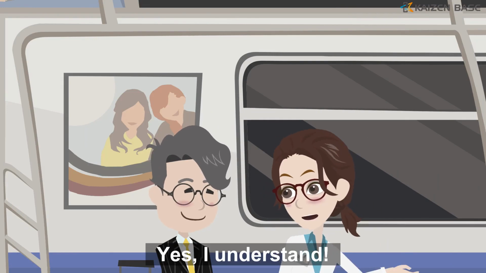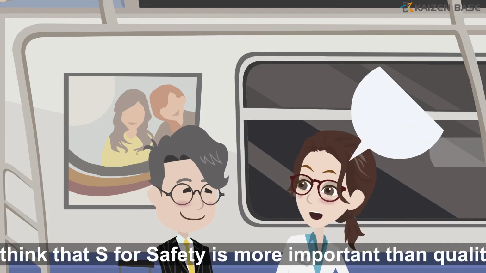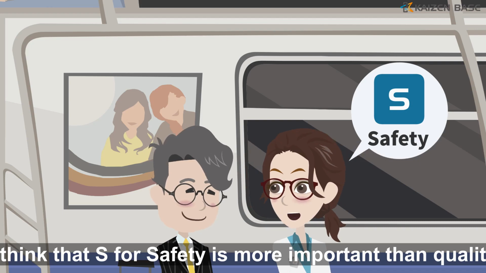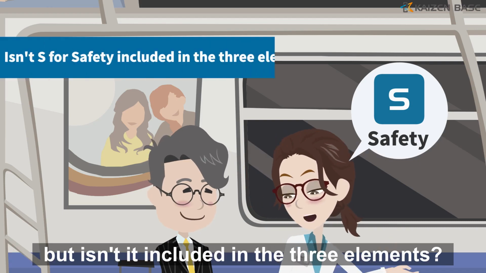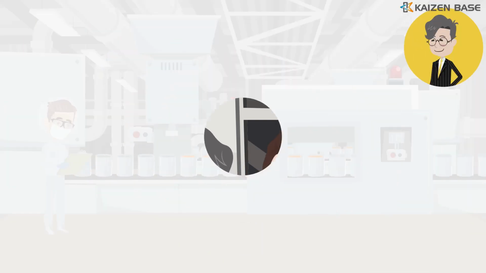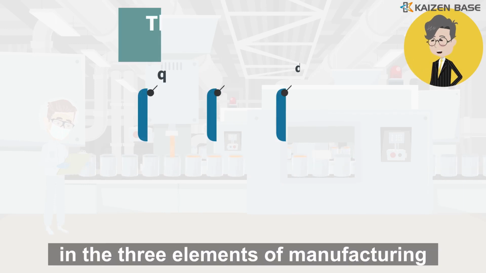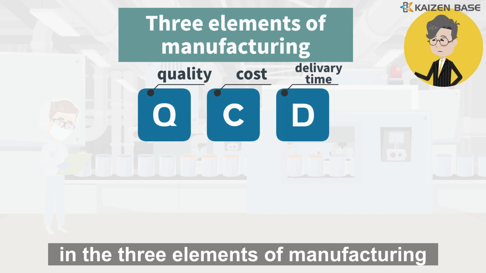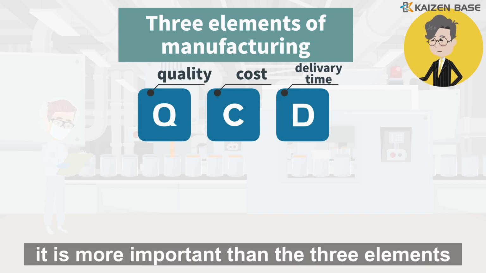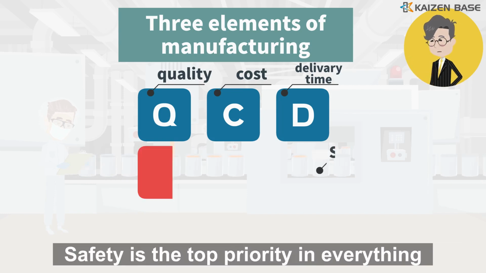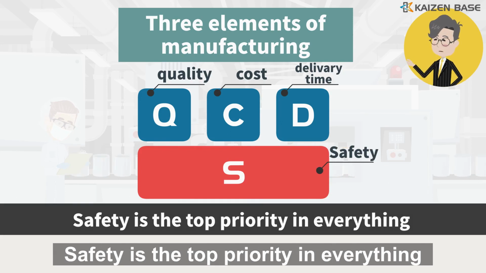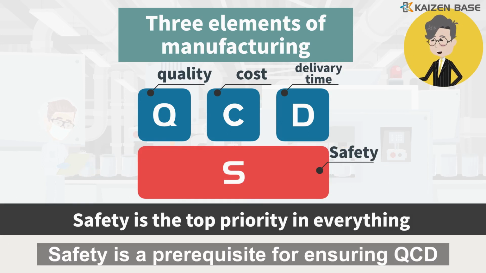Yes, I understand. By the way, I think that safety is more important than quality, but isn't it included in the three elements? That's a good question. Safety is not included in the three elements of manufacturing. But as you say, it is more important than the three elements. Safety is the top priority in everything. Safety is a prerequisite for ensuring QCD.